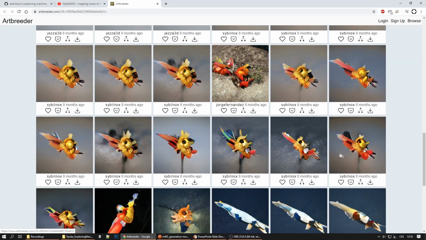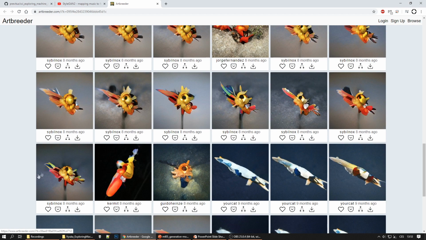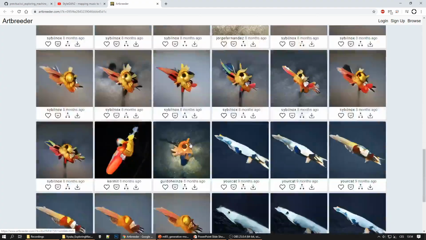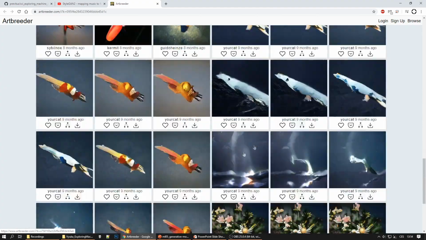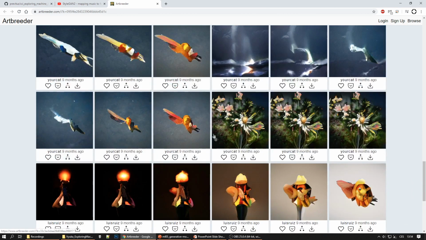So at this moment, it doesn't have to be really figurative. You can play around with abstract shapes, or you can cross categories. I think this was maybe a flower or maybe a bird, and then it's going into a category of under the sea or more in the direction of flowers.